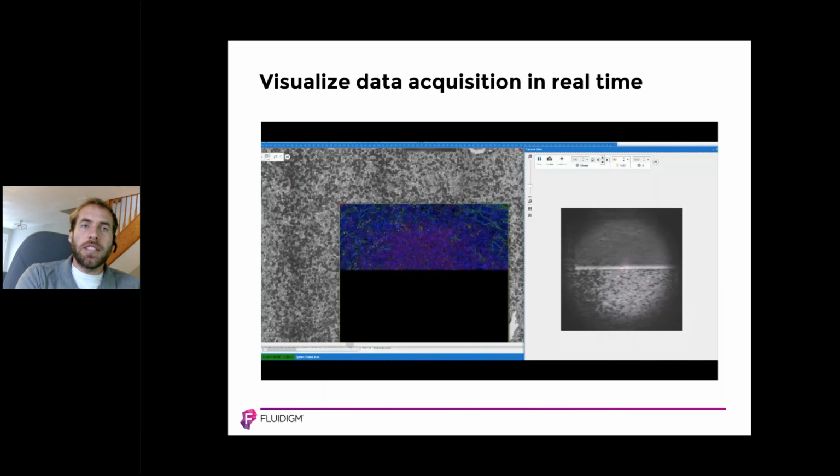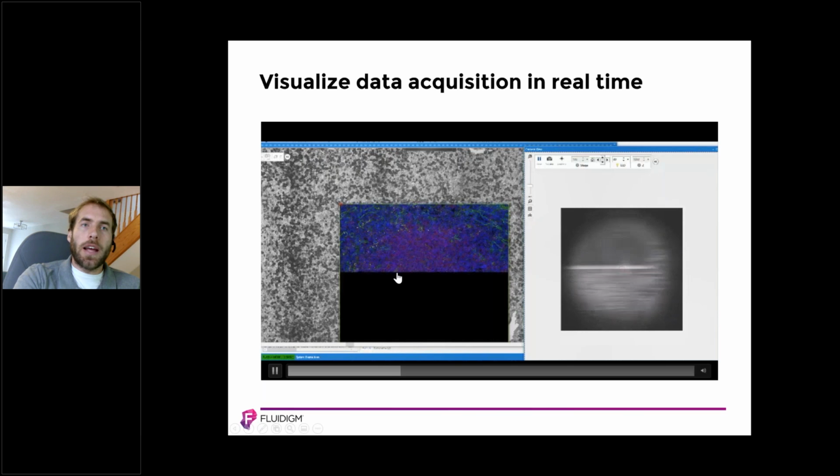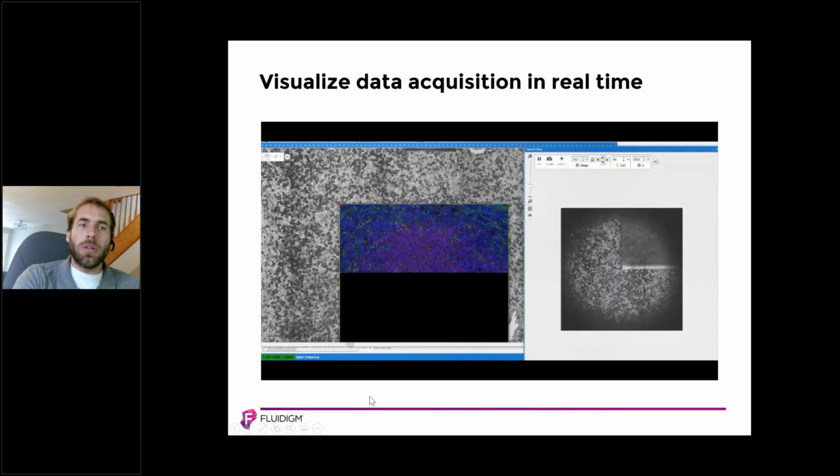And of course, we can visualize the data as it's being acquired in real time, right? I've sped this up, but you can see that the laser rasters across your tissue. And if you look closely here, you can see that individual lines are being added to this image as time goes by.